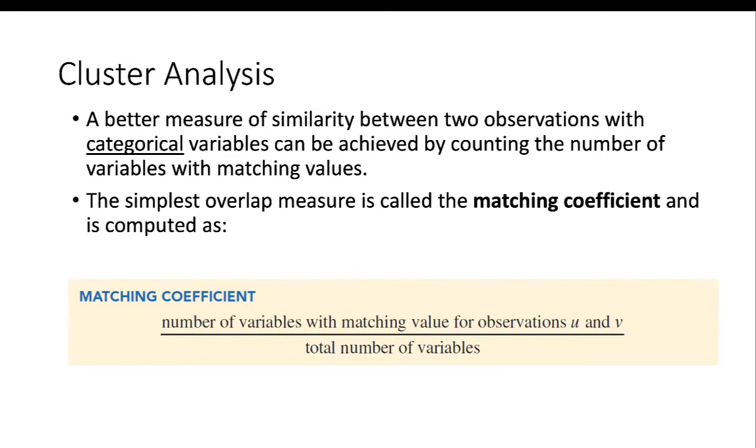When clustering observations only on the basis of categorical variables, which are coded as 0 or 1, what we call dummy variables, a better measure of similarity between two categorical observations can be obtained by counting the number of variables with matching values. So the simplest overlap measure is called the matching coefficient, and it's computed with this formula: the number of variables with matching values for observations U and V divided by the total number of variables.